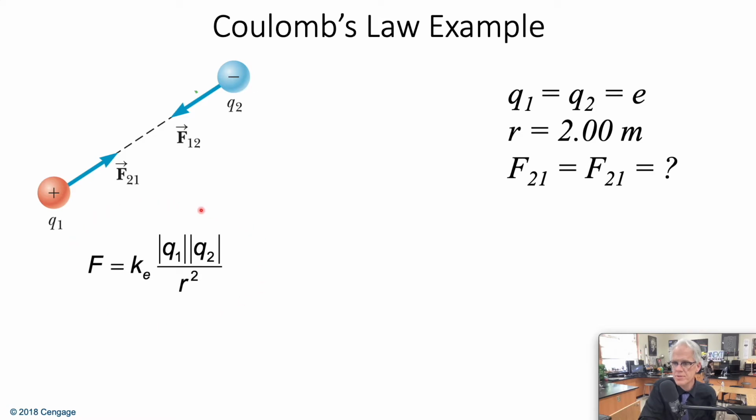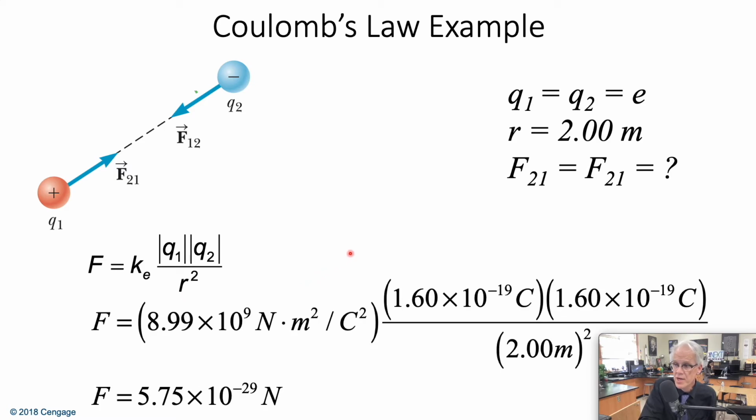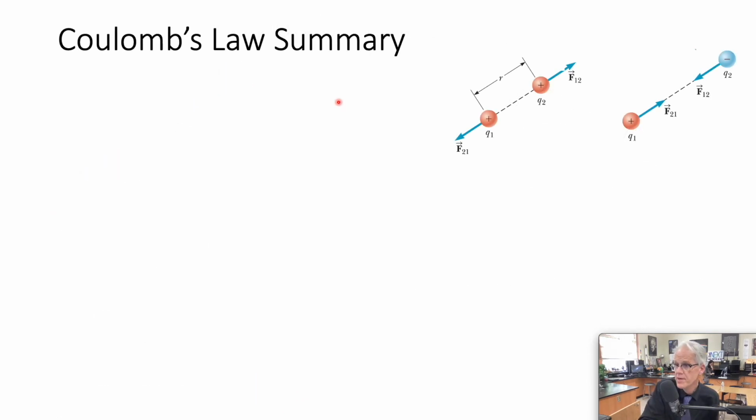Here's our Coulomb's law equation. Coulomb's constant times the product of the two charges divided by the distance squared. Let's plug and chug. Notice that we're using scientific notation all around. These are very large and very small numbers here. And we see that the force is 5.7 times 10 to the negative 29 newtons. Very, very small.